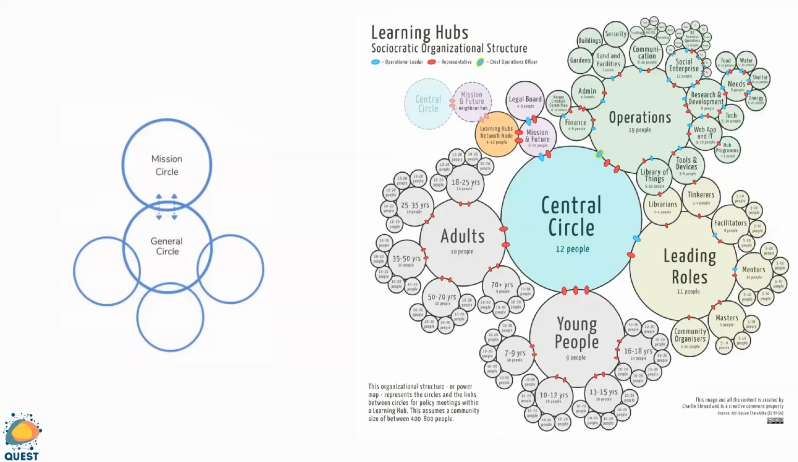An organization can be very simple, like the one here at the left, where we have 3 operational circles, 1 general circle, and 1 mission circle, or very complex, as the one you can see here on the right side. It depends, of course, on the number of people involved in the organization.